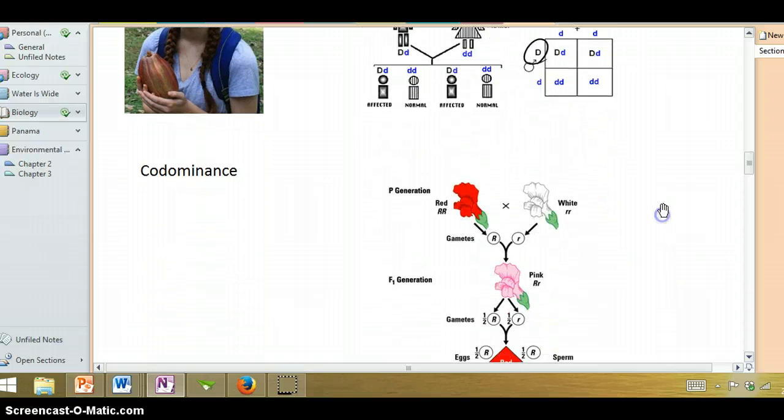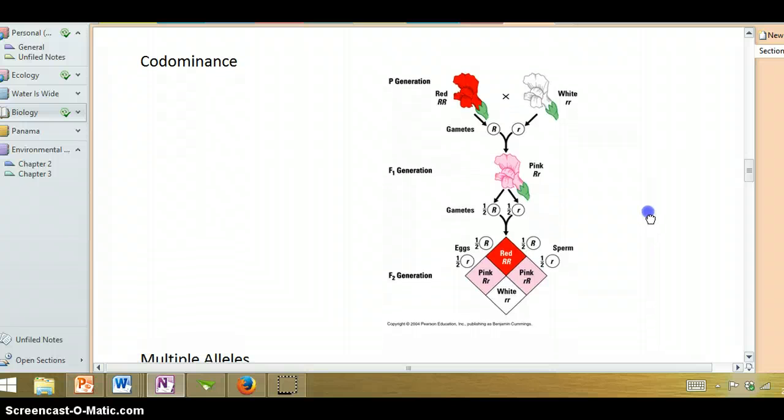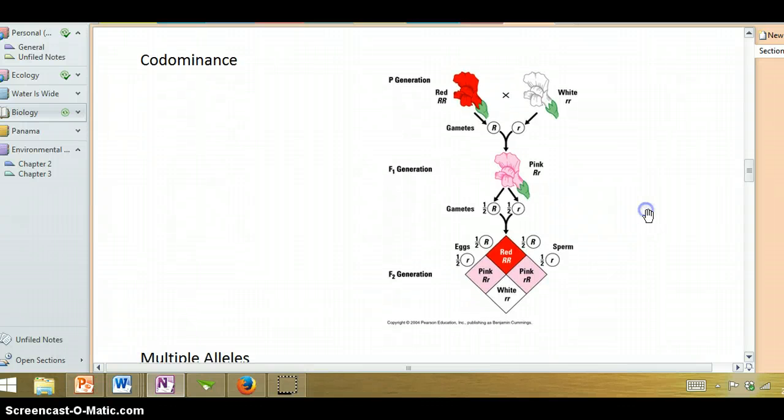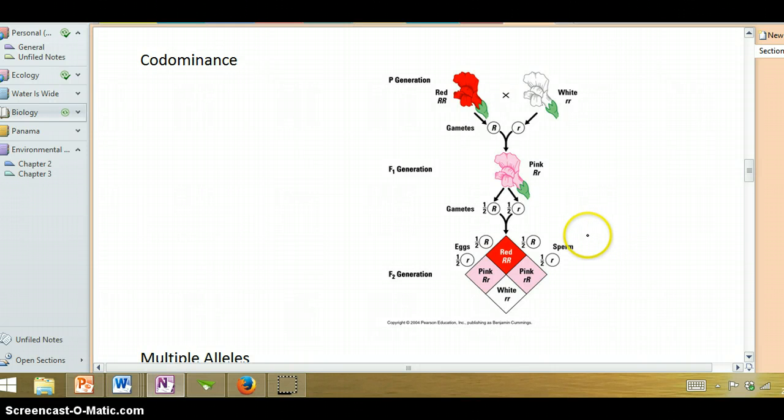All right, here's something we talked about back in Mendel, another type of inheritance pattern, codominance. This is where you have two alleles that are equally dominant to each other. Neither is dominant to the other.